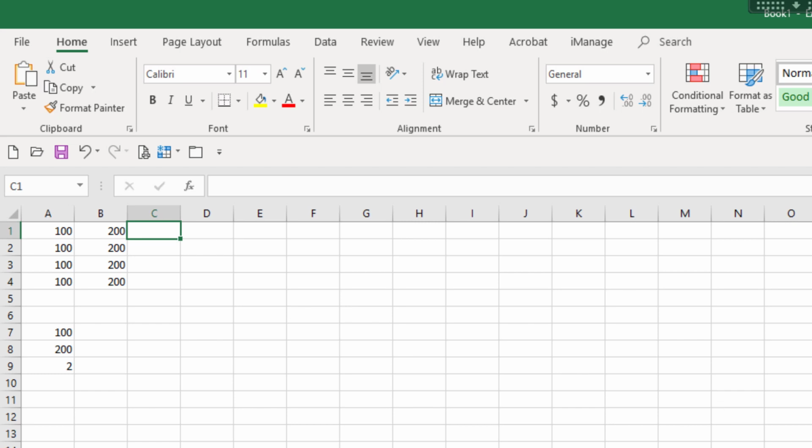I'm going to select cell C1, and in this cell I am going to put the result of adding the content of cell A1 and the content of cell B1. When entering a mathematical formula, always start the entry with an equal sign. Then I'm going to use the cell reference, a plus sign, and the second cell reference. I press enter, and this gives me the sum of those two values.